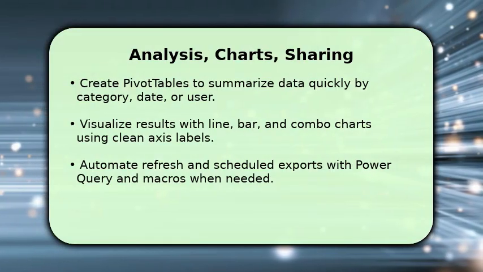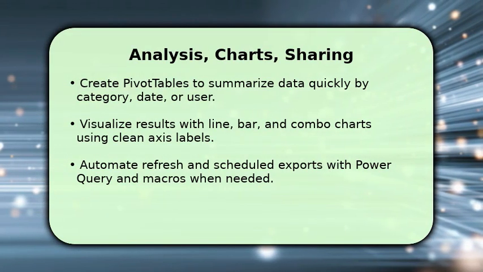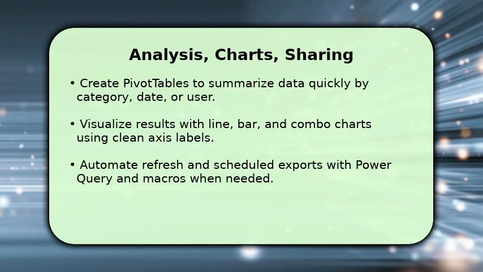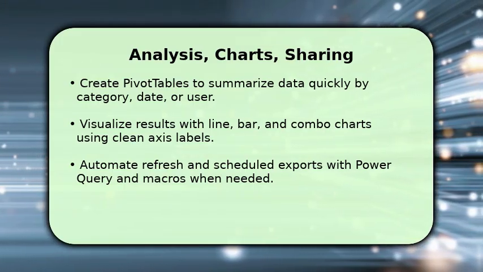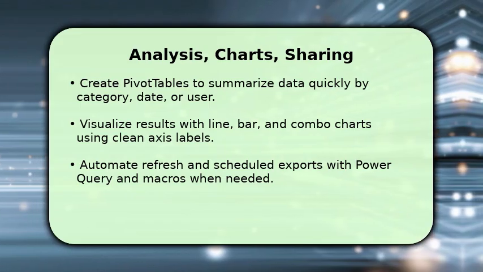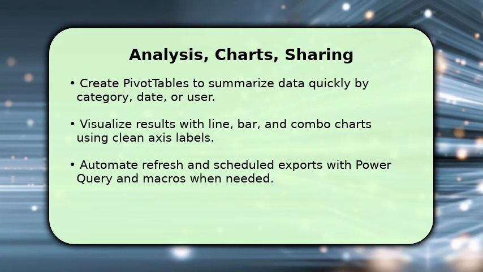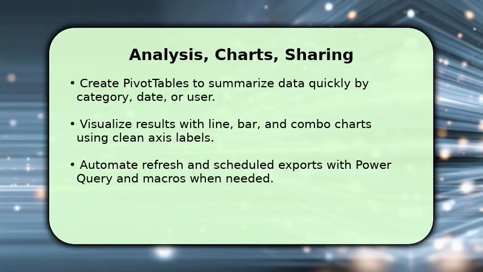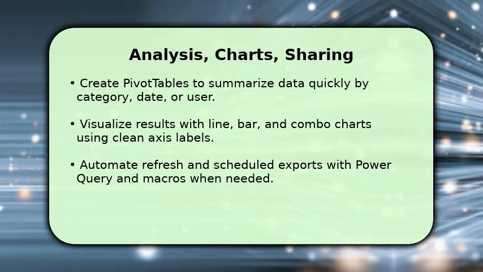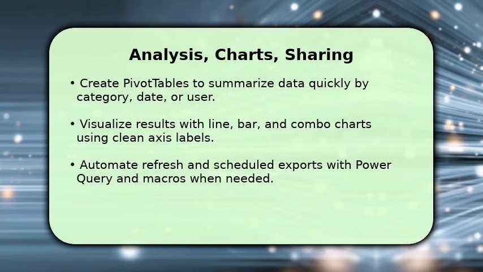Create pivot tables to summarize data quickly by category, date, or user. Group dates by month or quarter inside the pivot table for trend analysis. Add slicers and timelines for interactive filtering during presentations and stakeholder reviews. Visualize results with line, bar, and combo charts using clean axis labels.